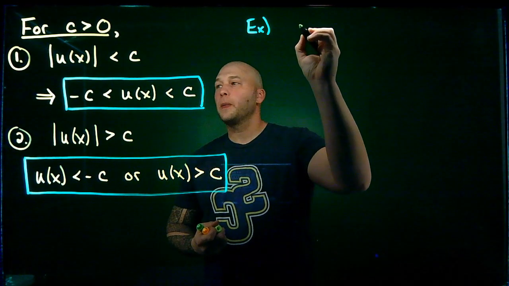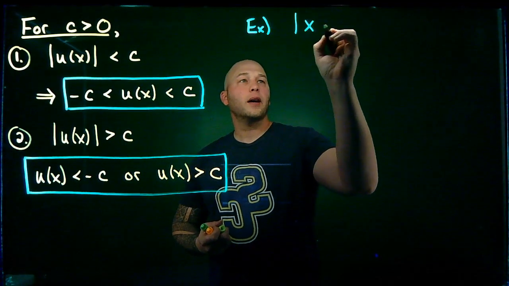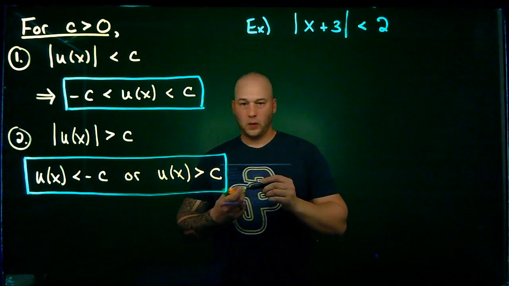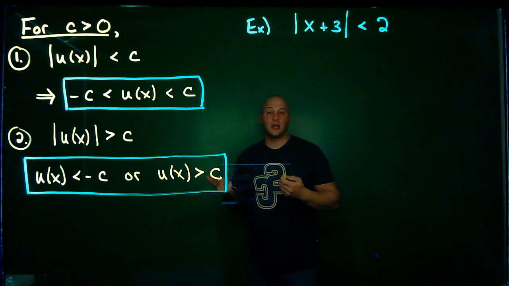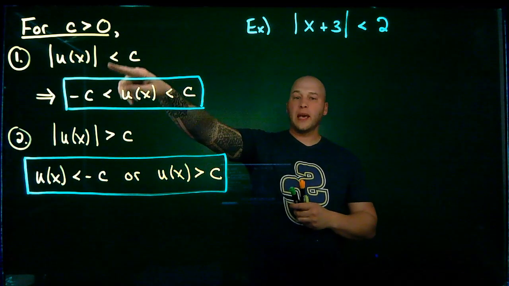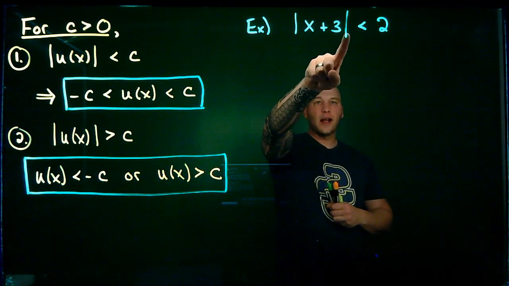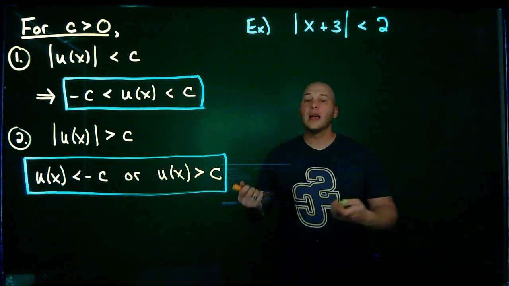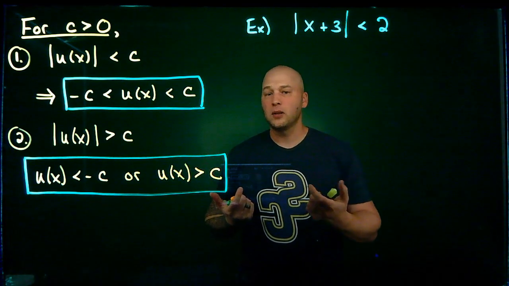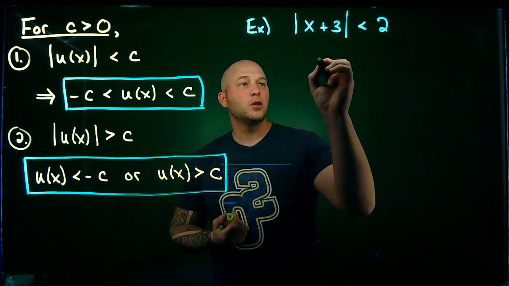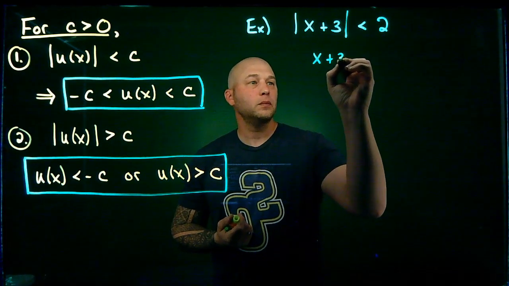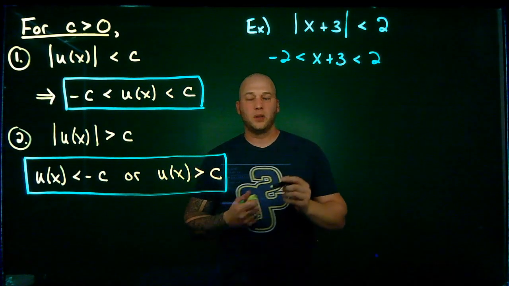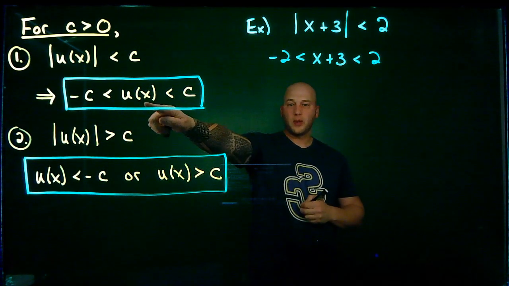So let's solve the absolute value of x plus 3 is less than 2. Okay? Well, the first thing to make sure we identify is which of the two cases it is. Notice here the absolute value is less than a constant, which is what I have here in case 1. And the first step, in other words, the step that I take to get rid of the absolute value bars, is to put the expression in between -2 and +2. So that matches up with this right here.